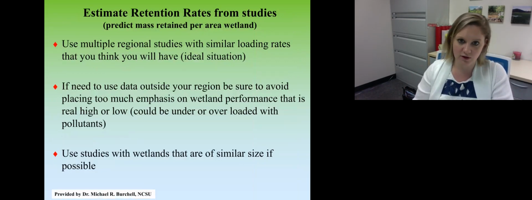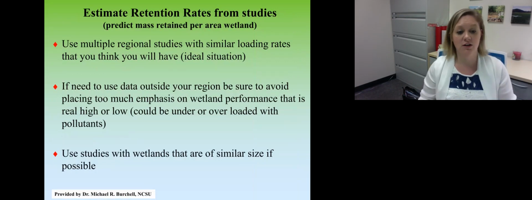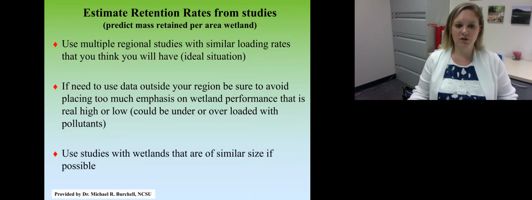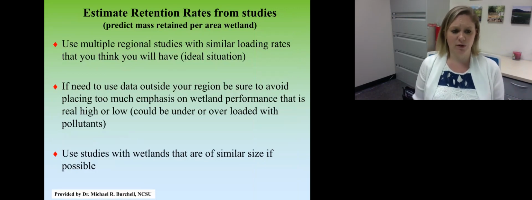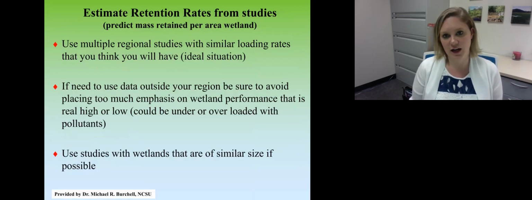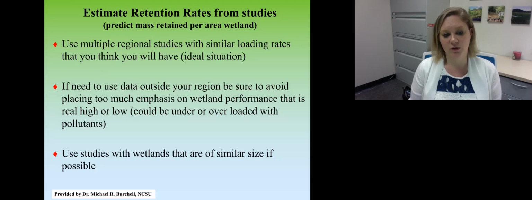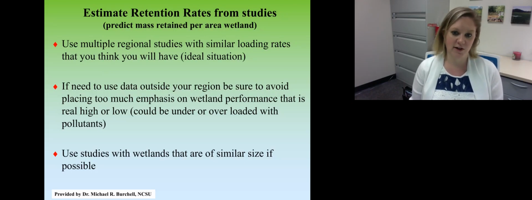As we talked about earlier today, this isn't always feasible because, for instance, in Nebraska, we don't have a ton of treatment wetlands. And so if that is not going to be feasible for you, you can then use data from outside of your region. However, you want to be sure to avoid placing too much emphasis on wetland performance that's really high or really low. So you kind of want to find an average removal rate for a similar wetland. An alternative could be using studies at wetlands that are a similar size if possible. So if you have to go outside your region, you can also look at similar sized wetlands.